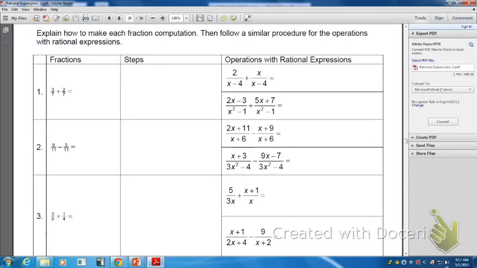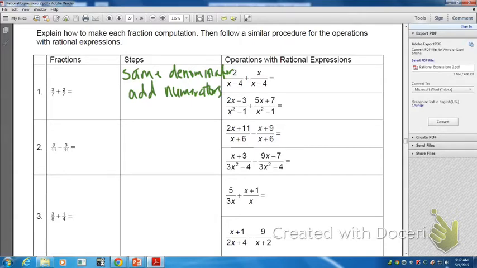So if we have the same denominator, all we do is add the numerators. Right? We just add them up. So let's take that concept. Let's move over here to the rationals, and let's look at these examples.